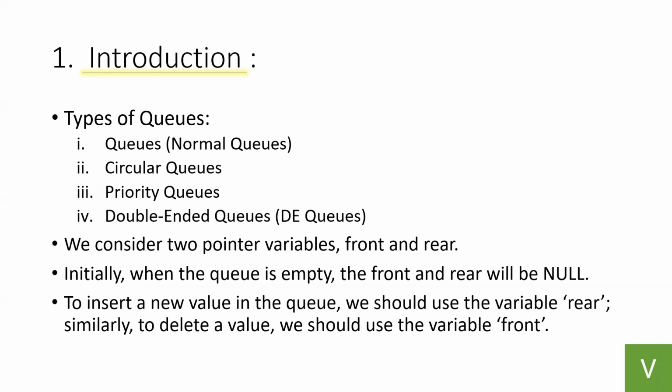In this, we will consider two pointer variables, front and rear. Initially, whenever the queue is empty, the front and rear pointer variables will have null values. If you want to insert a new value into the queue, the rear pointer variable gets updated. Similarly, whenever we want to delete a value from the queue, the pointer variable front gets updated.